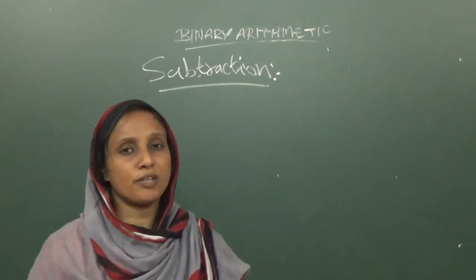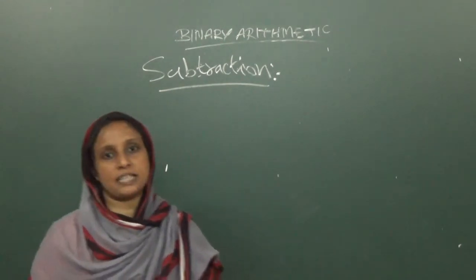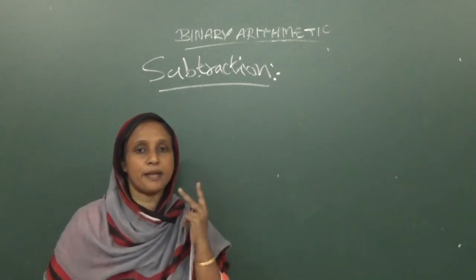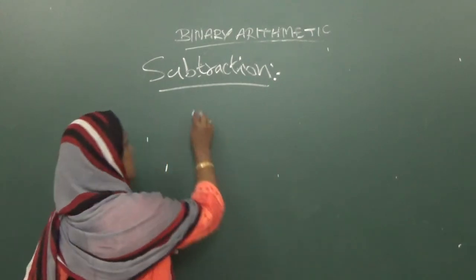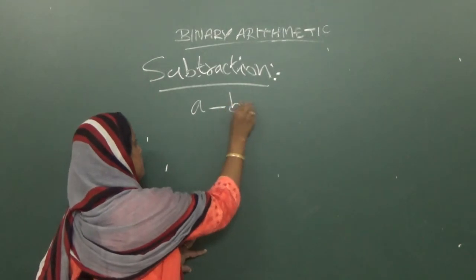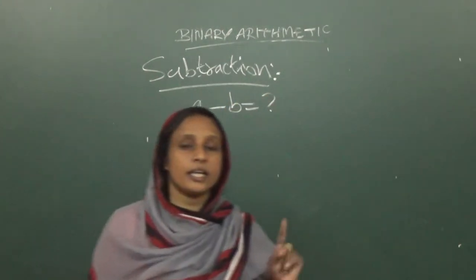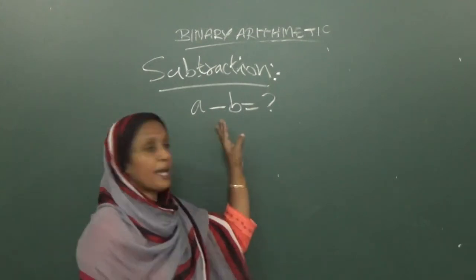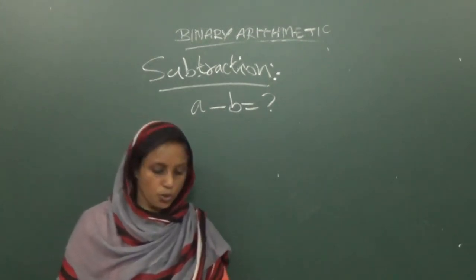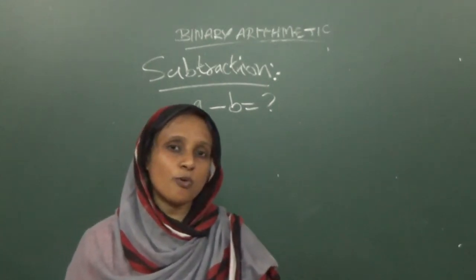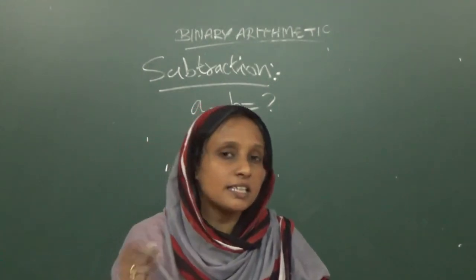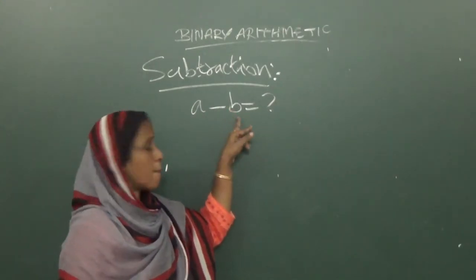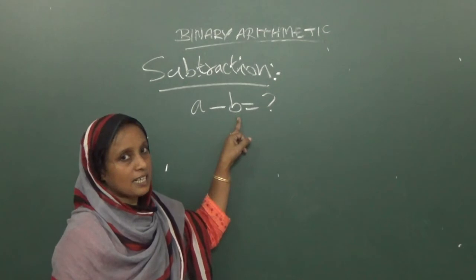Now, we can perform binary subtraction. Suppose we have 2 binary numbers A and B and want to find out A minus B. So here we have to perform addition again, but this time using the 2's complement of the number being subtracted.